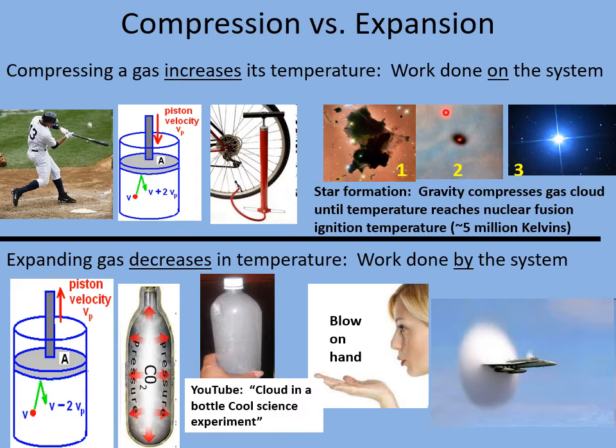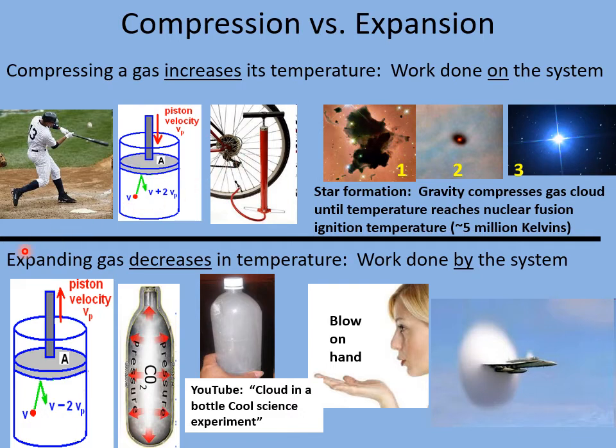Another example that occurs in nature is star formation. In this case, what's doing the work is gravity. Gravity compresses these gas clouds into a smaller and smaller region until it actually becomes hot enough for nuclear fusion to ignite. And this happens around 5 million kelvins. But this is how a new star is born. And this new star, again, got its initial temperature to start its fusion reactions from work being done by the surroundings on the gas in this gas cloud.